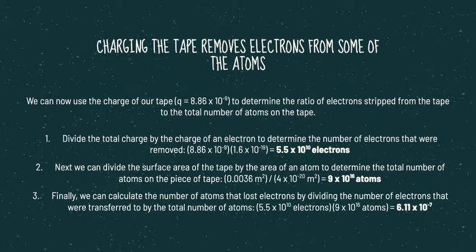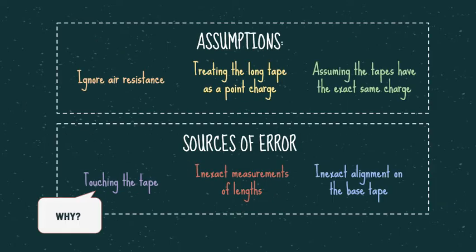Next, based on the Q, we calculated the number of electrons that were transferred from one tape to the other, then found the total number of atoms on the surface of the piece of tape. We then can use both of these numbers to find what percentage of atoms had electrons stripped, getting a result in our expected range. Finally, we need to go over our assumptions and our sources of error. Our assumptions include ignoring air resistance on the top tape, treating the long tape as a point charge to simplify calculations, and assuming the tapes have the same charge.